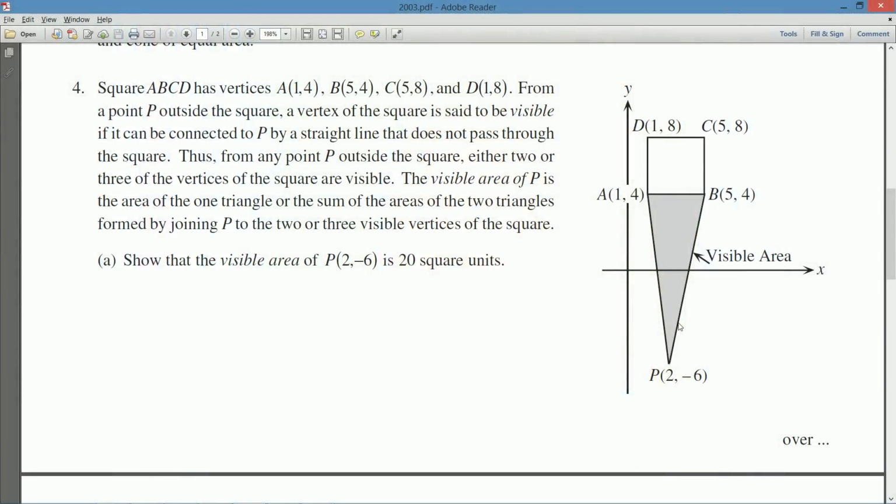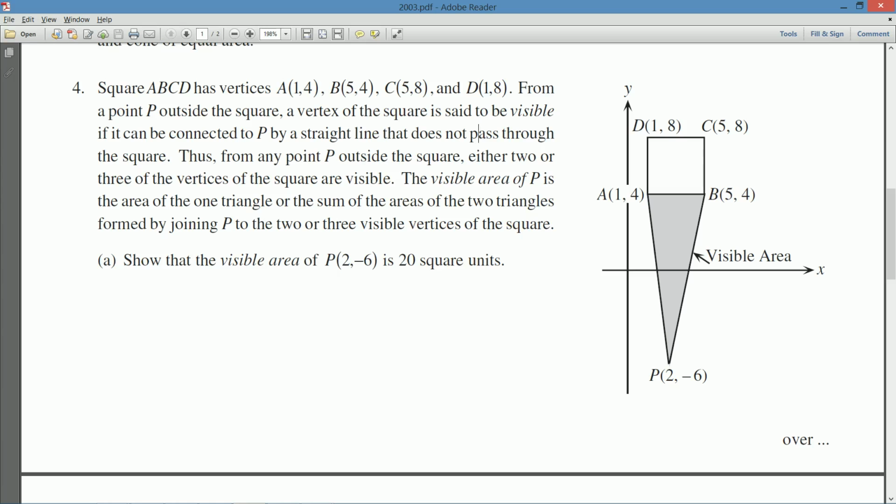Square ABCD has vertices (1, 4), (5, 4), (5, 8), and (1, 8). So that's square ABCD, and we can see each side has a side length of 4. From a point P outside the square, a vertex of the square is said to be visible if it can be connected to P by a straight line that does not pass through the square. So for this P right here, we can see A and B, but if we were to connect P to C, we would go through the square.